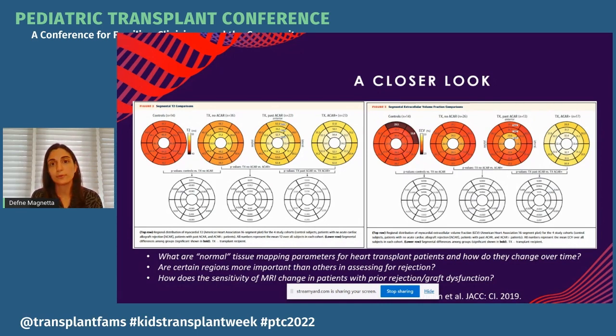Are certain regions more important than others when you're assessing for rejection? And how does the sensitivity of MRI change when you've had prior rejection or when you have graft dysfunction? So those are things I think that still need to be figured out. And again, this is adult data, so we also need that figured out in pediatric data, as that may change as well. Children often are very young when they get their heart transplants and they grow quite a bit. How do their MRI mapping parameters change over time?